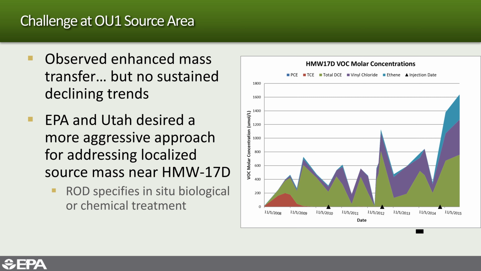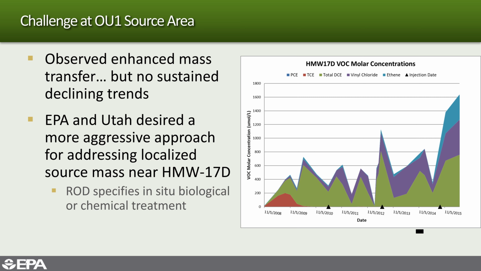And indeed, over time, for instance, in 2008 and 2009, you can see higher, upwards of 200 micromoles per liter, in this case, of TCE, and also the production of the various breakdown products, DCE, vinyl chloride in purple, and even some ethenes. But the overall ethene production is relatively low, starting to see some enhancements in '14 and '15, but not a sustained downward trend for all of the contaminants and breakdown products.